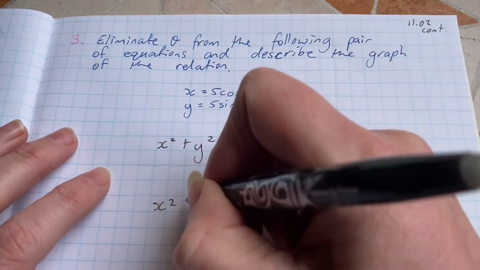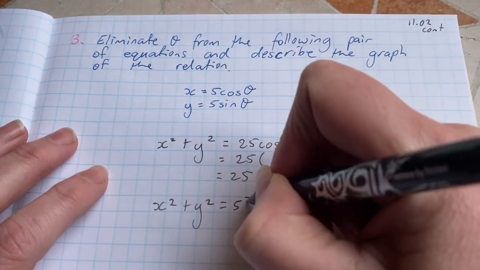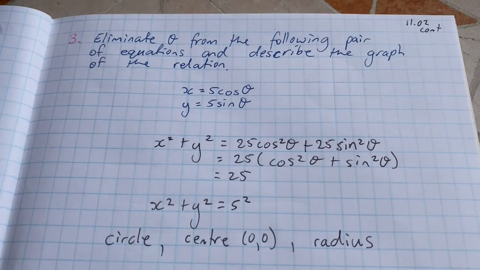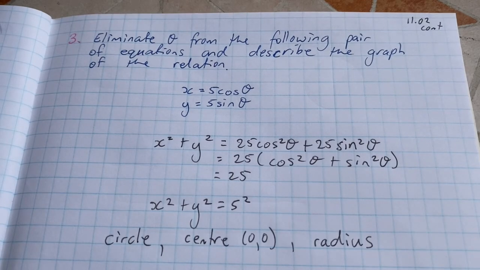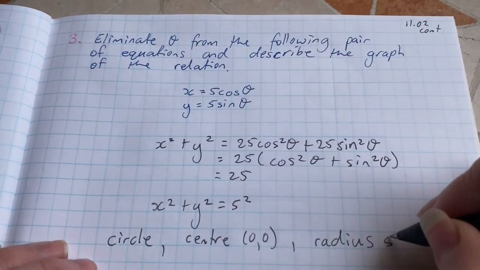So our resulting equation is x squared plus y squared equals 5 squared. And we've seen that before. To describe that, it's quite simply a circle with its center at the origin and a radius equal to 5.